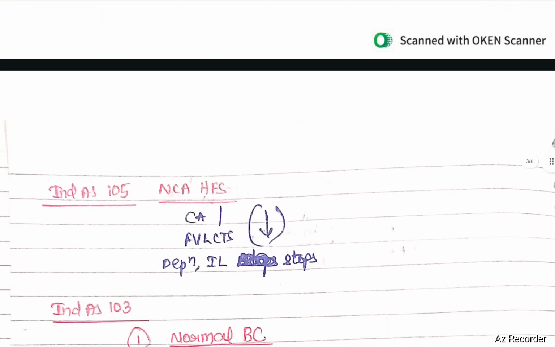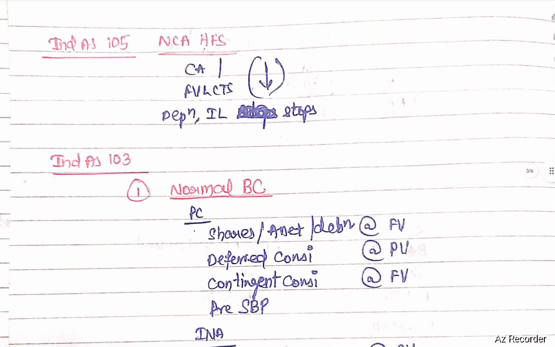Next, Ind AS 105, non-current assets held for sale. If a non-current asset has been classified as held for sale, then it will be valued at carrying amount or fair value less cost to sell, whichever is lower. From the date it is classified as held for sale, depreciation and impairment loss stops.